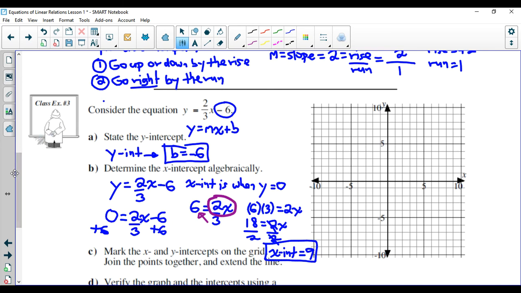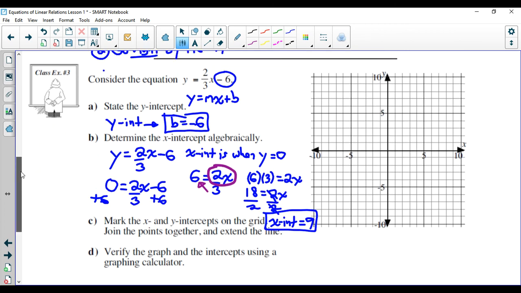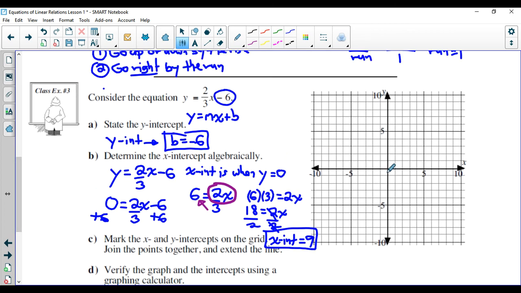Okay, now it says mark the x and y intercepts on the grid and then join the points to form a straight line. Okay, well the y-intercept is -6, so that's down here. So that's at this location. The x-intercept has a value of +9, so +9 is going to be at this location. And again, to form a straight line, you just need 2 points. Okay, and I have the 2 points now.